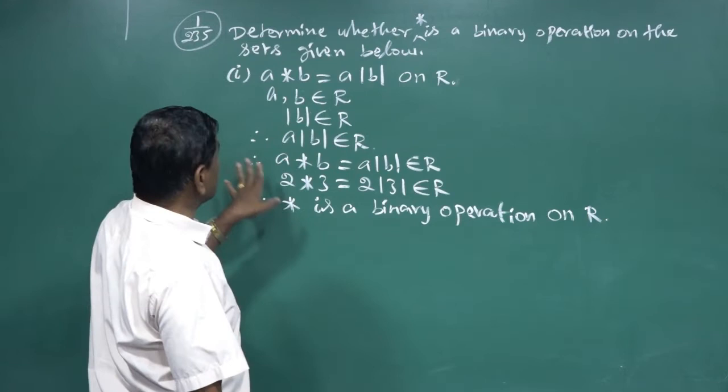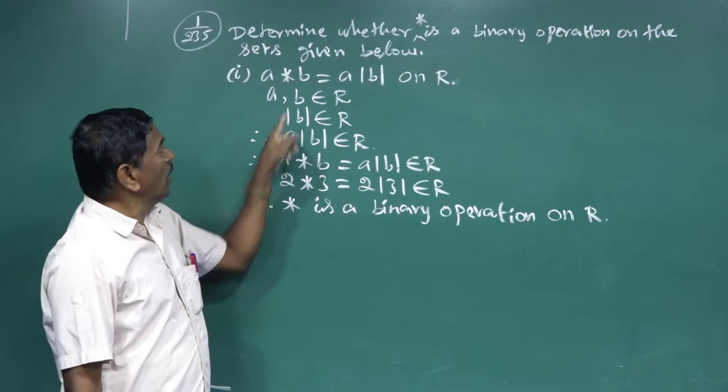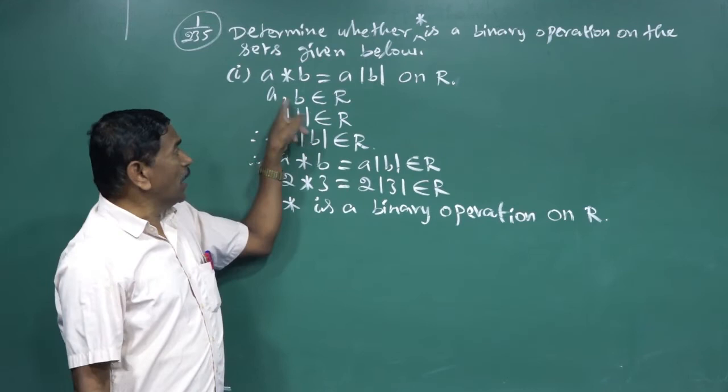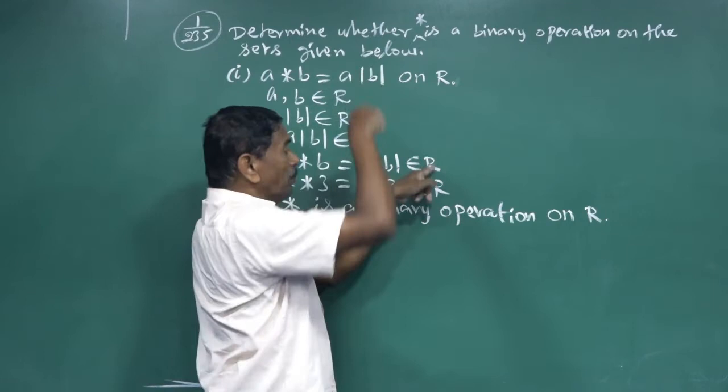The solution is very simple. Let A comma B belong to R. Then modulus B also belongs to R. Then the product A into modulus B also belongs to R. Here A comma B belongs to R, modulus B belongs to R, therefore the product A into modulus B also belongs to R. Therefore A star B is equal to A into modulus B belongs to R.